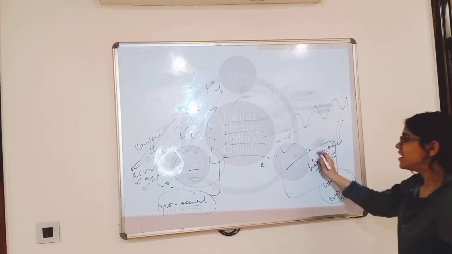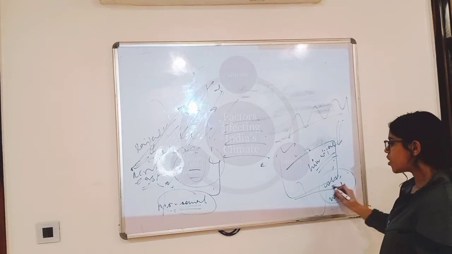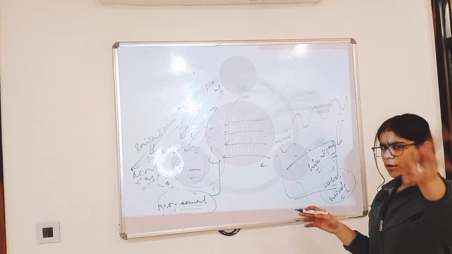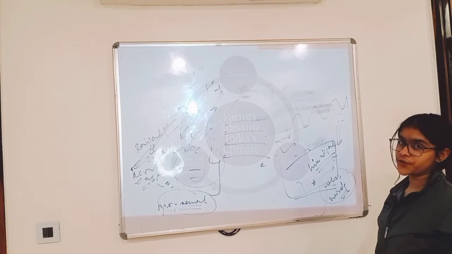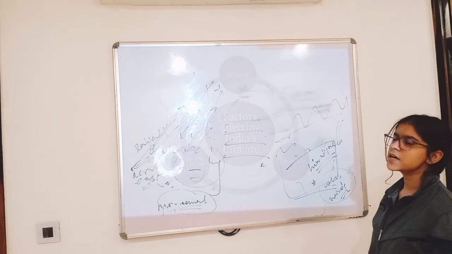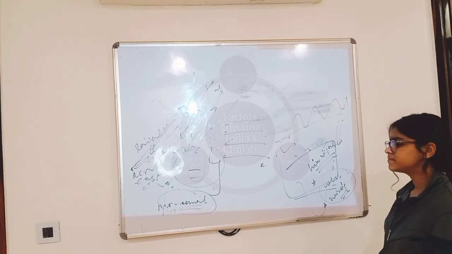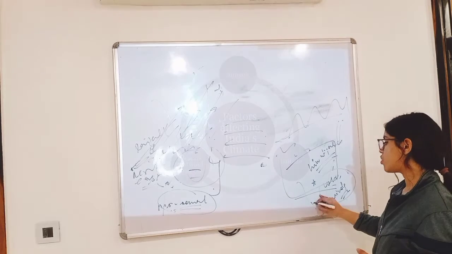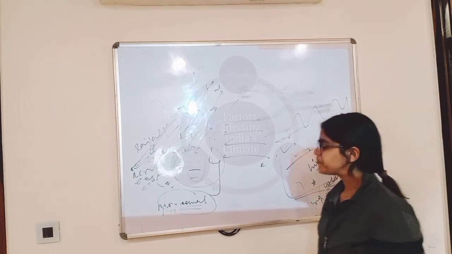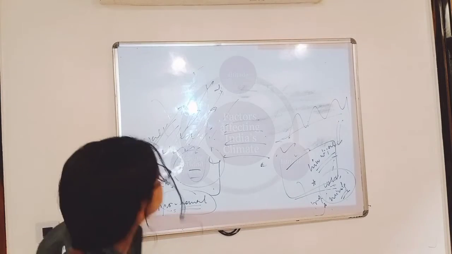And the last, latitude. The Tropic of Cancer divides India into almost two equal halves. We all know that, right? Due to which the northern part of India faces a subtropical climate, whereas the southern part experiences a tropical climate. Factors affecting India's climate, done.